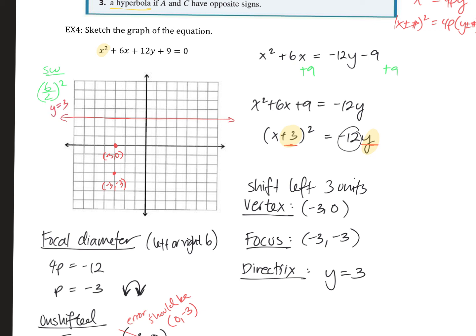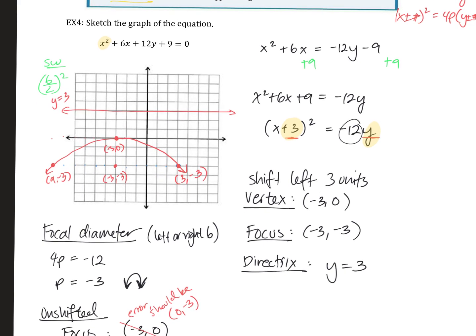And the only thing we need to find now is the other remaining points. So moving 6 from our focus on either side, 1, 2, 3, 4, 5, 6. What is that point going to be? That will be 3, negative 3. Moving 6 the other direction, 1, 2, 3, 4, 5, 6, 7, 8, 9. So it looks like it's 9, negative 3. And there we have all of our important information for graphing a parabola.